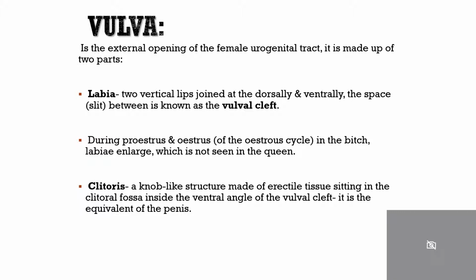The vulva is the external opening of the female urogenital tract, and it is made up of two parts. The labia: there are two vertical lips joined dorsally and ventrally, and the space between them is known as the vulval cleft. During proestrus and estrus, within the estrous cycle in the bitch, the labia enlarge, which is not seen so commonly in the queen. The clitoris is a knob-like structure made of erectile tissue that sits in the clitoral fossa inside the ventral angle of the vulval cleft, and this is the equivalent of the penis.